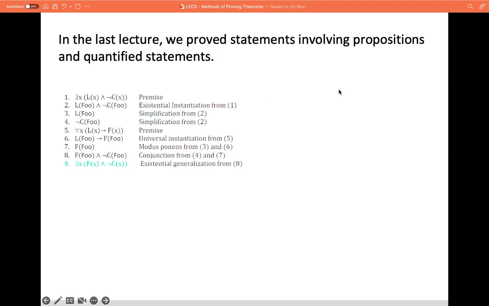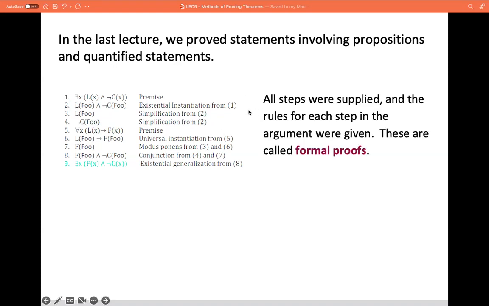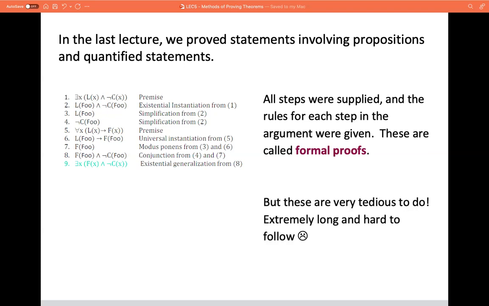In the previous lecture, we proved statements involving propositions and quantified statements. Using a set of premises as well as rules of quantifiers, we arrived at some conclusion. Or we wanted to prove that the last statement is correct given some premises or evidences. In this kind of proving, steps were supplied and the rules for each step in the argument were given. These are called formal proofs.